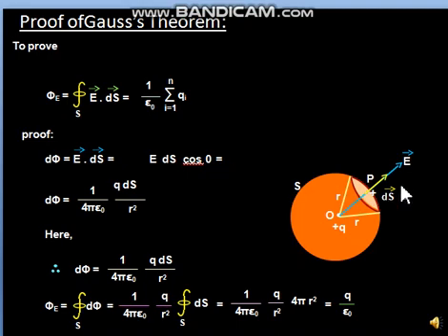Notice one thing, theta is always the angle between E vector and ds vector. So this 0 degree we have put here, cos 0 is 1. So only E ds is remaining. Now what is this E value? Due to a single charge, if we have to find the electric field at any point, the formula of electric field is kq upon r square. So E value is 1 upon 4 pi epsilon 0 q upon r square, into ds in the d phi formula. So d phi is obtained by E into ds.